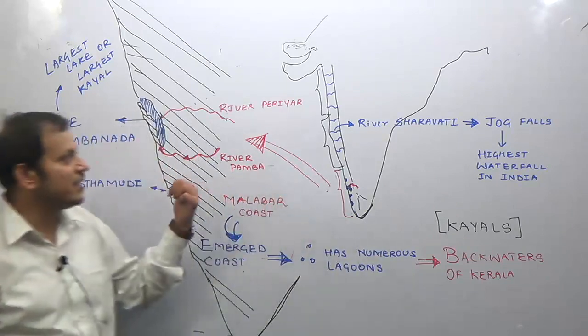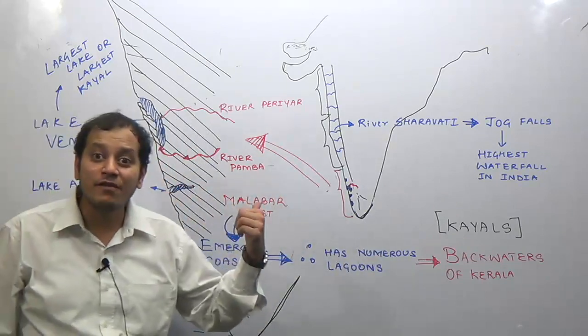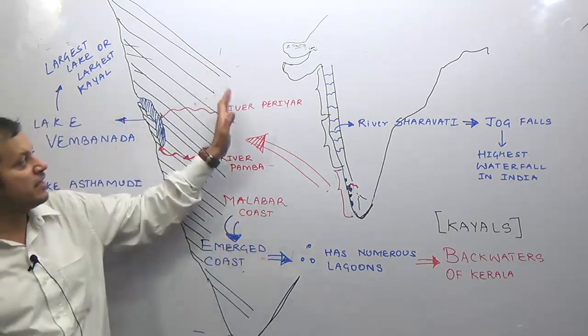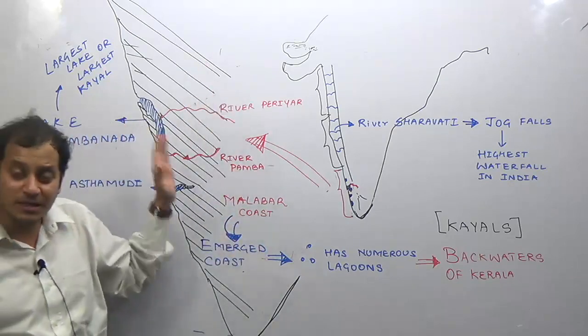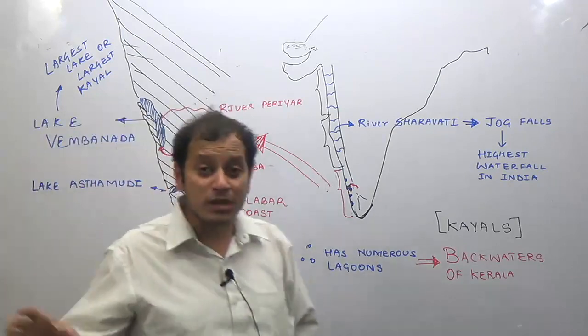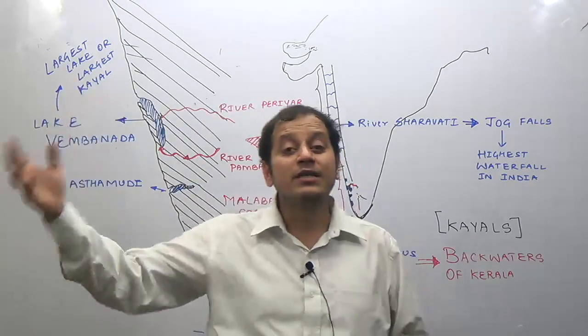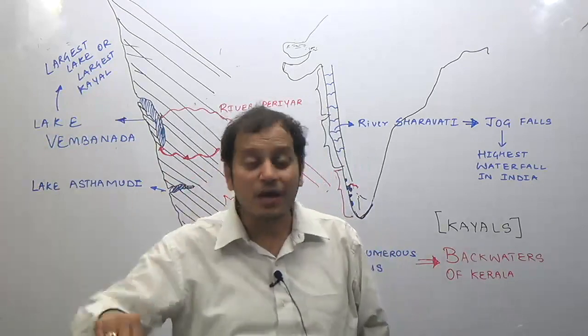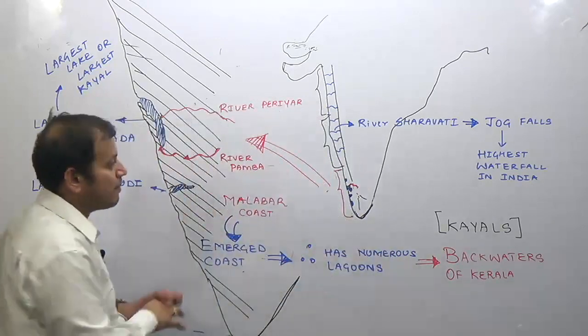River Periyar and River Pambiyar are east flowing rivers or west flowing rivers? You know from here that these are examples of west flowing rivers. That means after originating in the Western Ghats, they flow towards the Arabian Sea. There is one more river, Bharatbhuja. I will do that while doing the rivers in detail. So the rivers of Kerala as of now, you remember Periyar and Pambiyar.